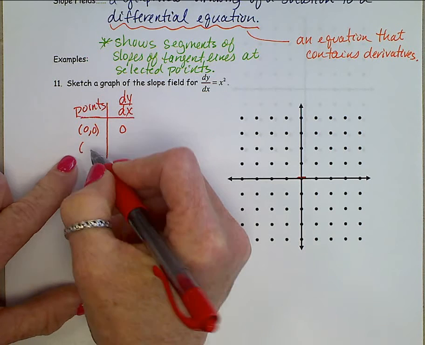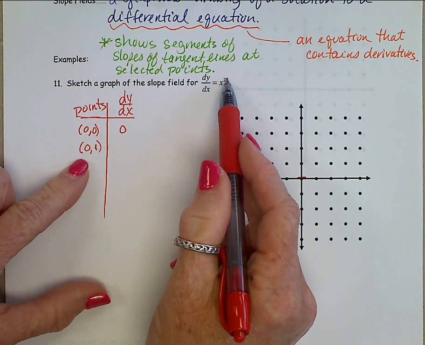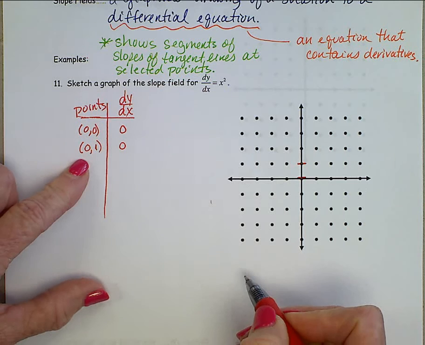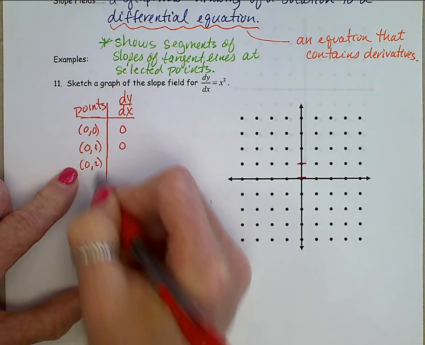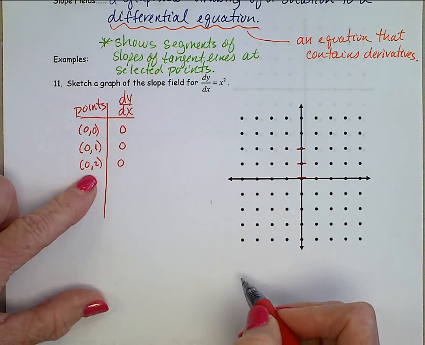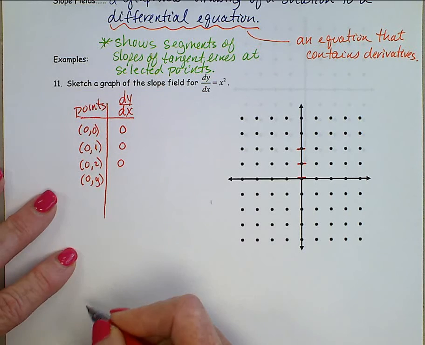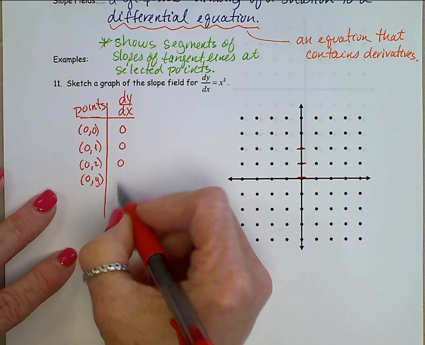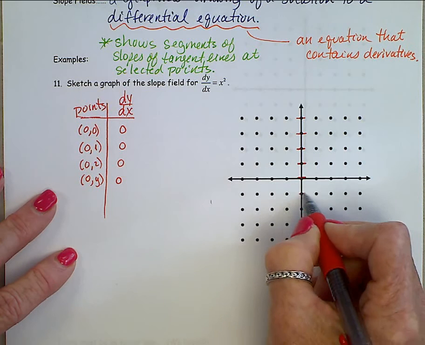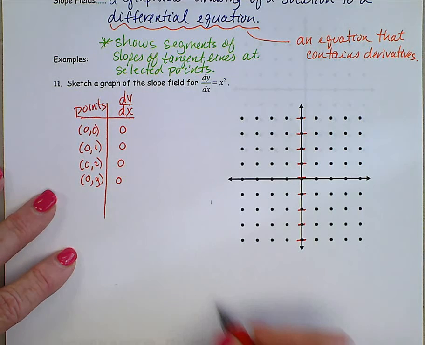Choosing another point, how about the point (0, 1)? Again, plugging in, it takes the x coordinate, squares it, so that's another 0 slope, a horizontal tangent segment right here. Try another point, say (0, 2). Same thing, it takes the x coordinate, squares it, so that's another horizontal segment there. And we see now that at any point (0, y), so any y value, dy/dx is 0. This particular differential equation and slope field is only dependent upon the x coordinate. The y coordinate doesn't matter in here.